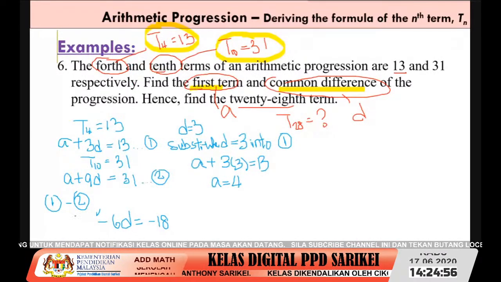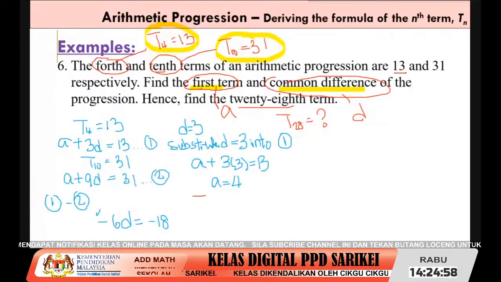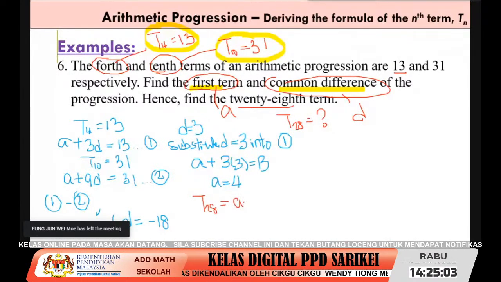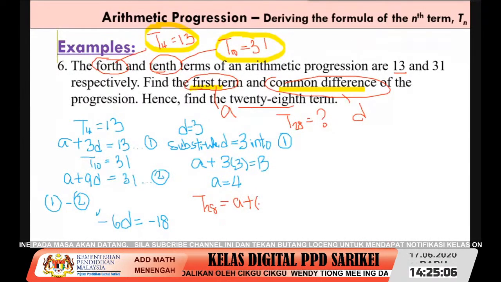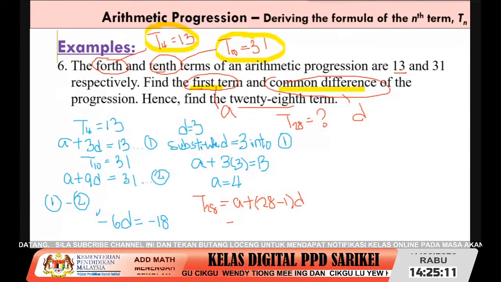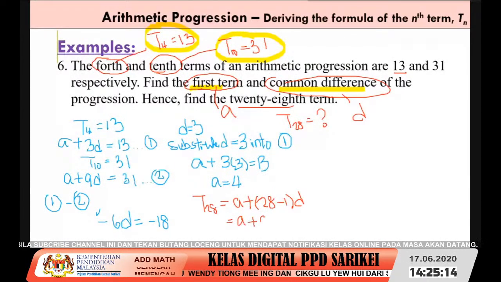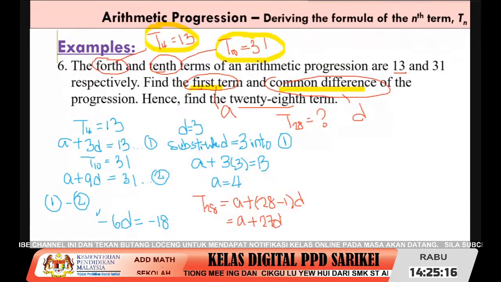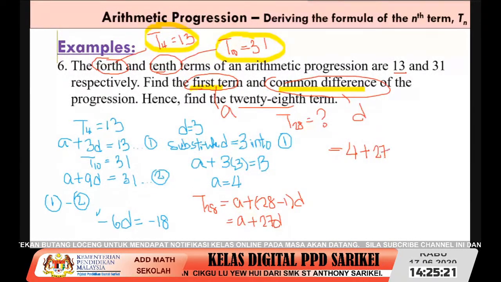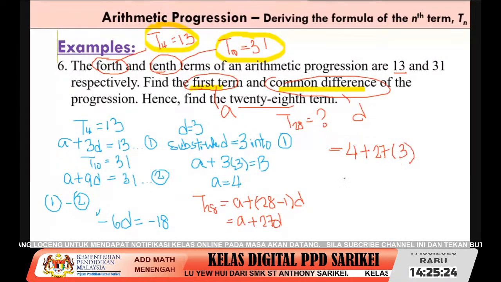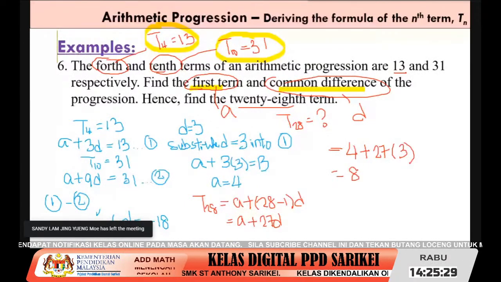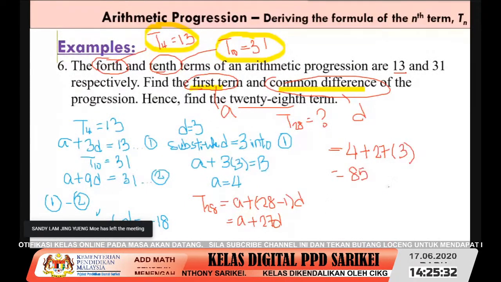So how do we find the 28th term? Just apply the formula. We do a little bit of revision. T28 equal to A plus (n minus 1)D. N is 28, minus 1, so D equal to A plus 27D. So we just use substitution. A is 4. D, where's my D? It is 3. So 4 plus 27 times 3 is equal to 85. So that is the answer.